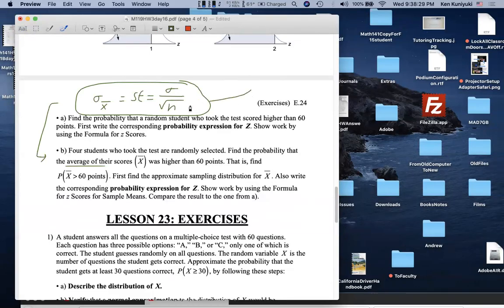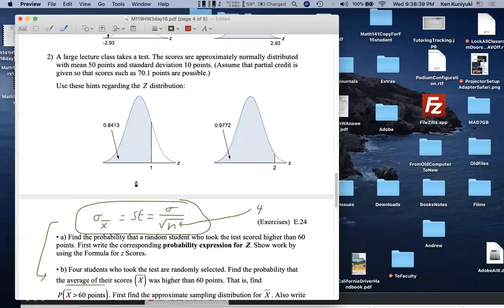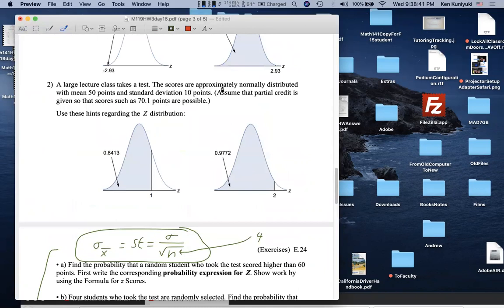If the sample size is 4, that's okay. It's okay for the sample size to be small, but take a look. In the problem, I say the scores are approximately normally distributed. So regardless of the sample size, you're allowed to use the CLT. Remember, if you start with a normal, it's okay if n is less than 30. So that's the key.